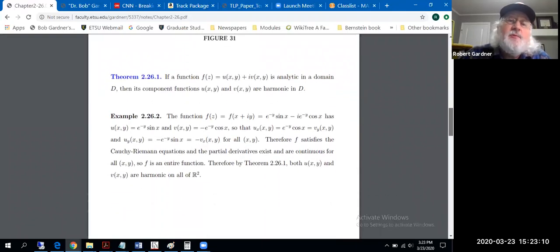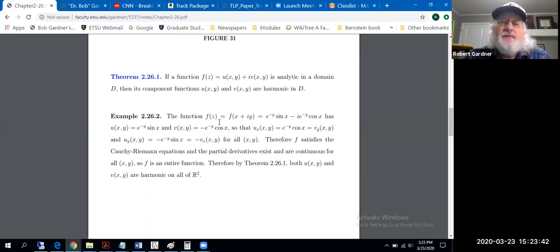To tie this in with the complex stuff, if a function f of z equals u of x, y plus i v of x, y is analytic in a domain D, then its component functions, u and v, are harmonic in D. So we can use analytic functions to find harmonic functions by taking the real and imaginary parts. So this ties together the complex stuff with this harmonic stuff, which in itself is all real.